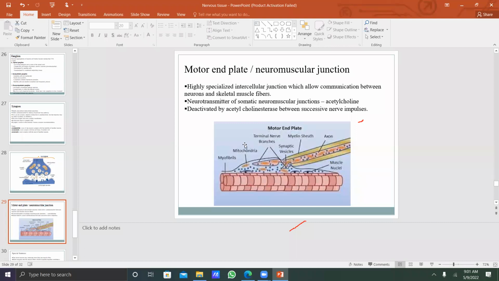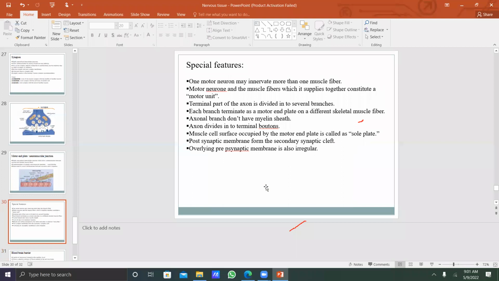So this picture, I don't know whether you can clearly see, is a picture of a motor end plate. This one is the nerve cell and this one is the muscle fiber. There are some special features in the motor end plate which is different from the normal, regular synapse.